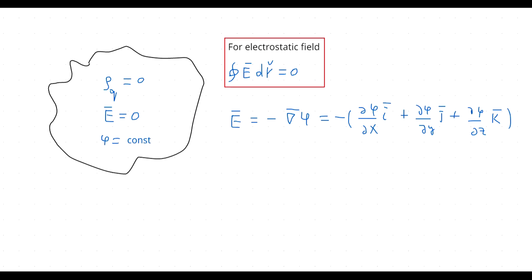So electric charge density is 0, electrostatic field intensity is equal to 0, and electrostatic potential is constant for a conductor.